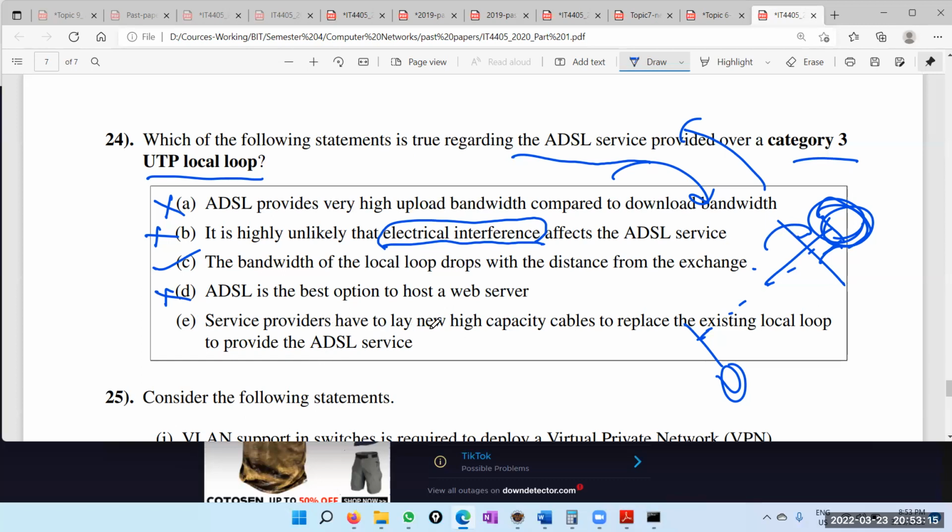Service providers have to lay new high capacity cables to replace the existing local loop to provide ADSL. No, right? So for ADSL, you just use the normal wire, right? You don't need special wires for ADSL. So therefore, let's take the answer as C.